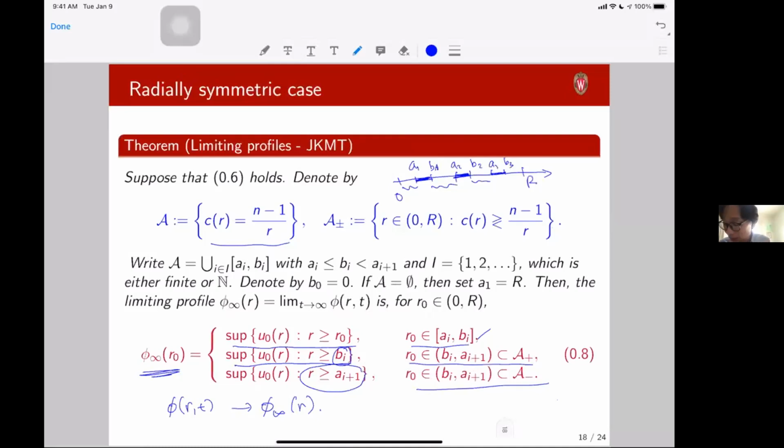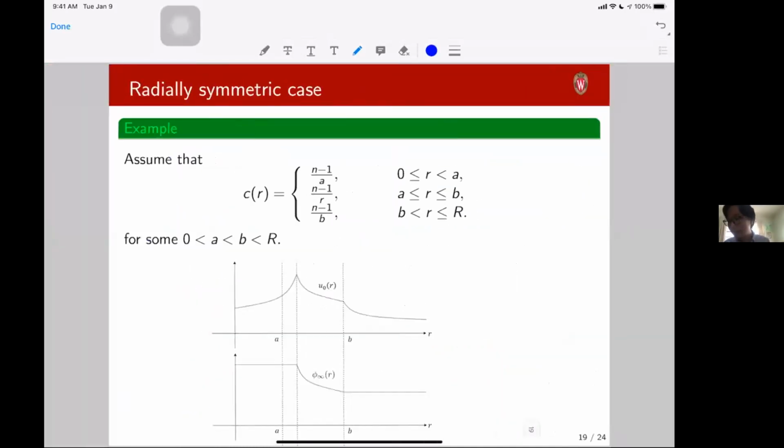You can see now, so this is an example. We consider c(R) to be of this form. It goes from 0 to A to B to R. In between A and B, we have c(R) equals (n minus 1) over R. From 0 to A, we have c(R) less than (n minus 1) over R, and here we have c(R) greater than (n minus 1) over R.